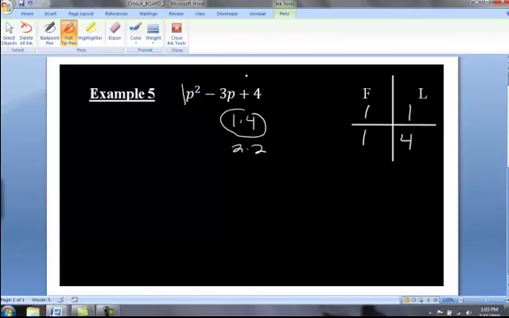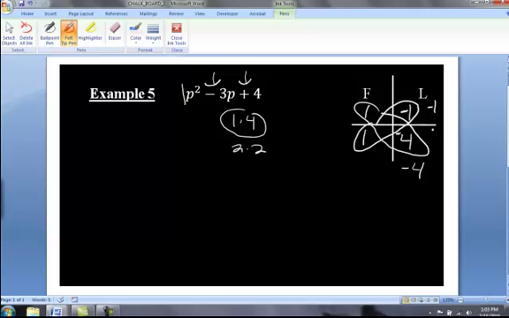Now both the signs have to be positive because we have to get a positive 4, or both of them have to be negative because we have to get a positive 4. They have to be like signs. But because this one's negative, let's make these negative. Okay, let's check it and see if we have the right combination here. When we cut across, we're going to have negative 4 there, and we cut across this way, we're going to have negative 1 here. Now negative 1 and negative 4 do not add up to negative 3.